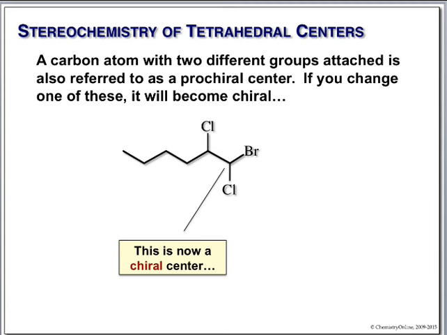In 235, when you do spectroscopy, there are some aspects of NMR that show up prochirality. But again, that's 235. Just so you understand what the term means. Any questions?